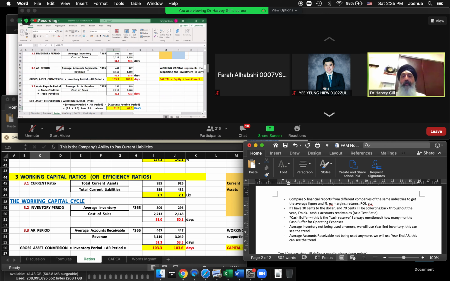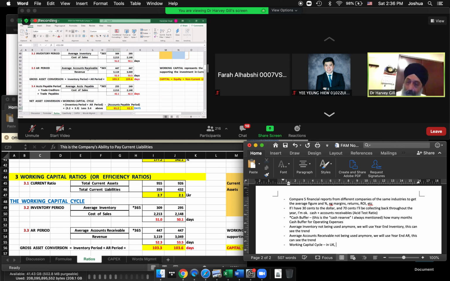Now, these are also called efficiency ratios. Many British books of financial management call these efficiency ratios. Why? Because the shorter the working capital cycle, the better it is. I think someone mentioned this morning how fast the business turns over the assets. So this is how you work out the working capital cycle.